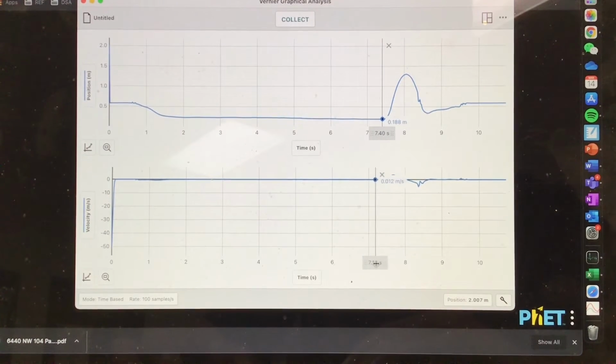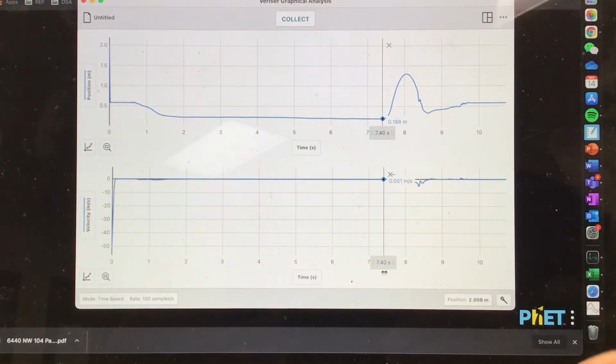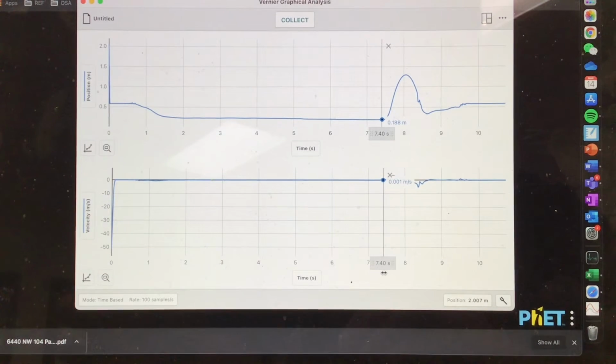Now take a look at the velocity at 7.40. Velocity at this moment from the device shows as 0.001 meters per second. Because this number is so small, we can just ignore that. So if you would like, you can just write 0 for the velocity at that moment.